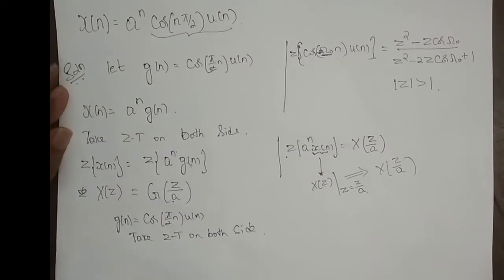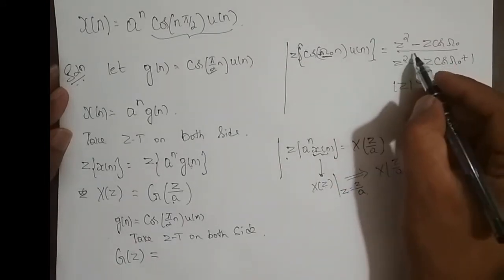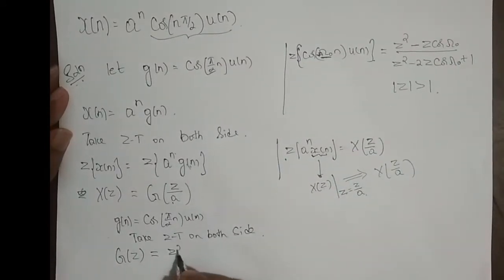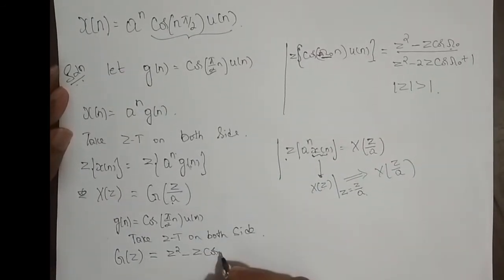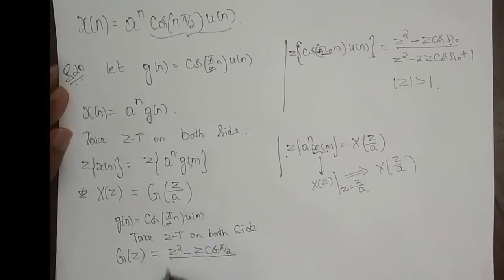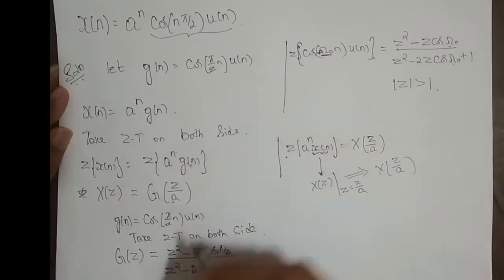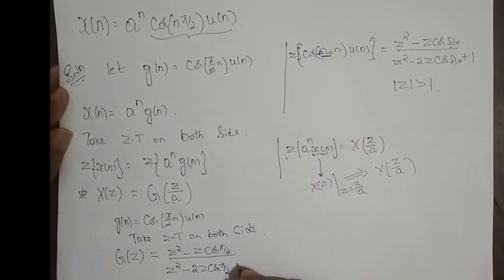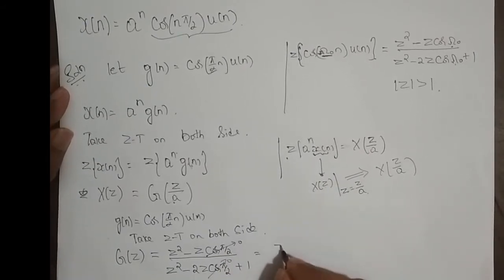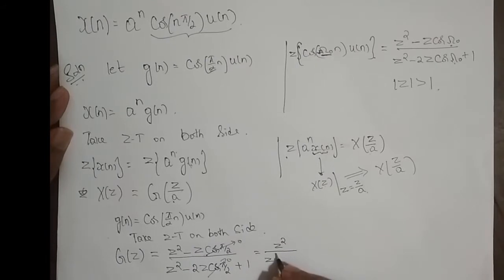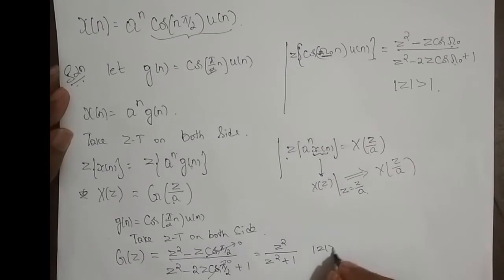So what do I end up with? The z transform of g of n is g of z, equal to, so we have to apply this, right? z square minus z into cos of omega naught. But what is omega naught? It is pi by 2, whole divided by z square minus 2z cos of omega naught. But omega naught is pi by 2, and what is cos pi by 2? It is 0. So we end up with z square whole divided by z square plus 1, with, what is its ROC? Magnitude of z is greater than 1, no?